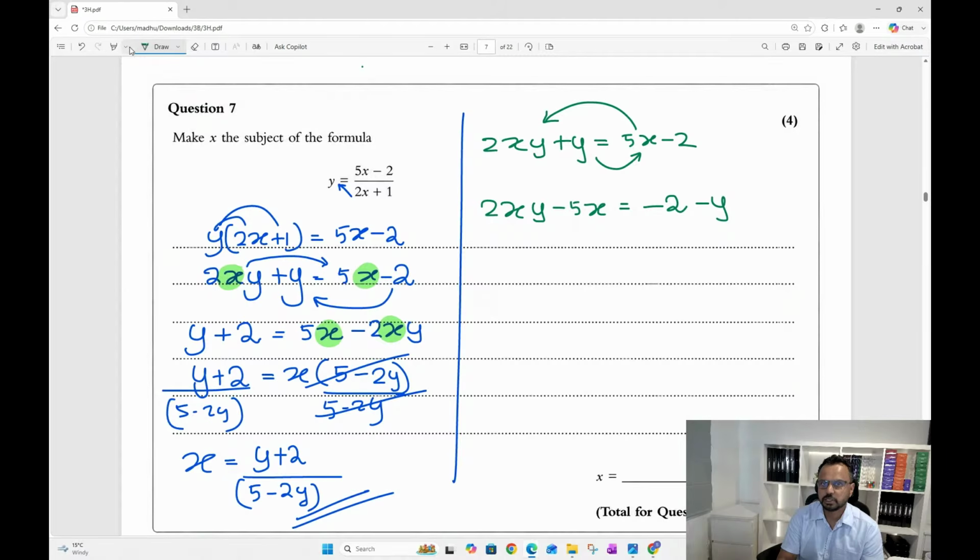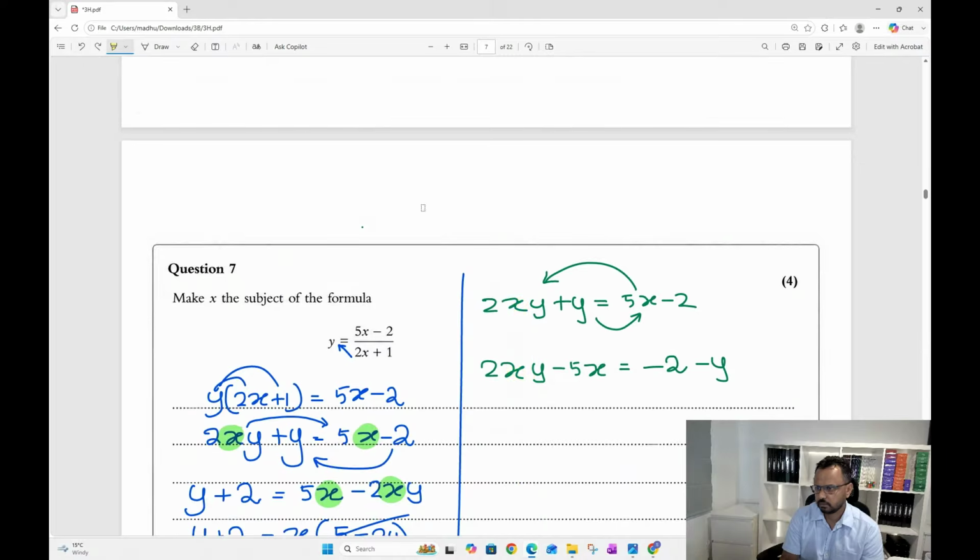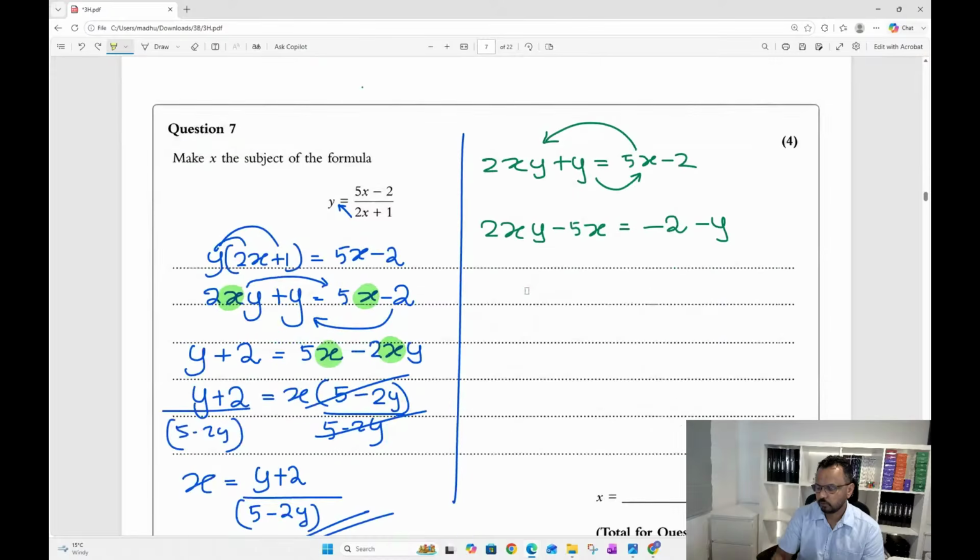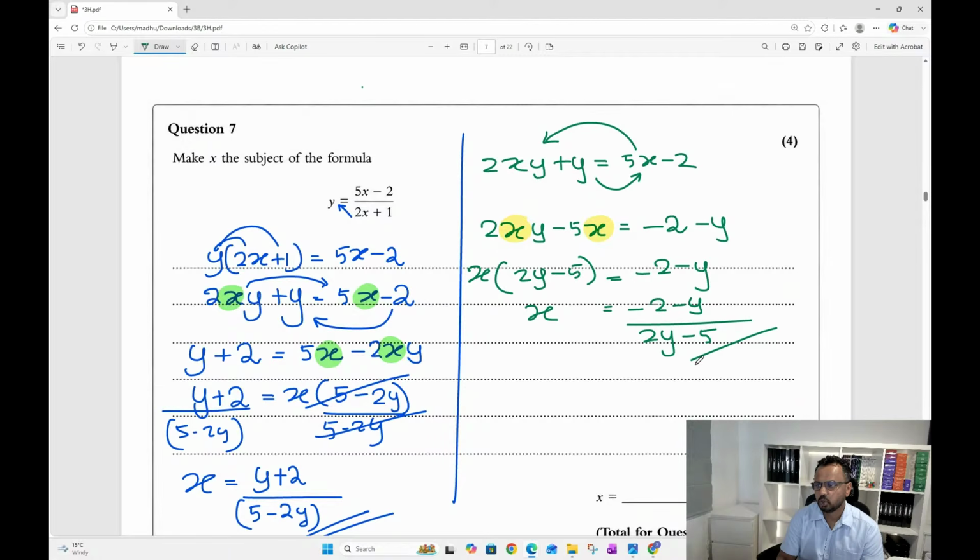Now you can see again, we got x here and x here. So take x out, guys. x bracket 2y take away 5 is equal to negative 2 negative y. Divide both sides and you get negative 2 negative y over 2y minus 5. And guys, that is also perfectly fine.